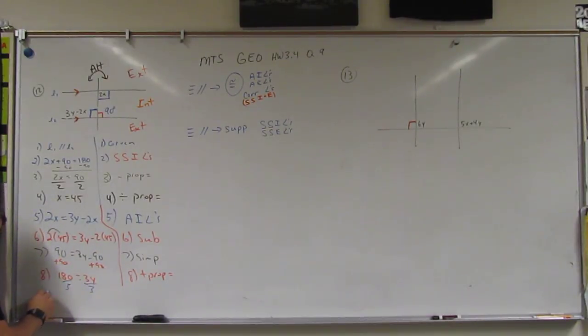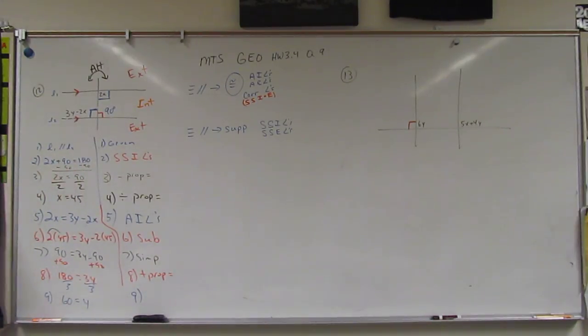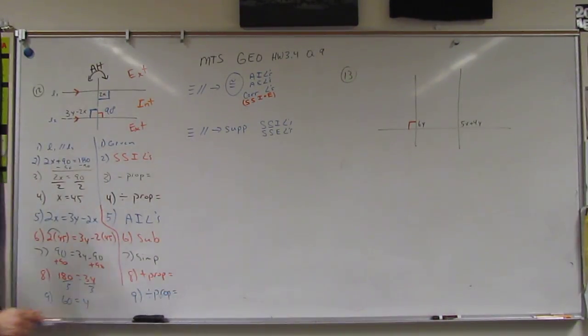And so I get 60 equals y, right? Okay. And so what property is that? What do we call that property? Division property of equality. Okay?